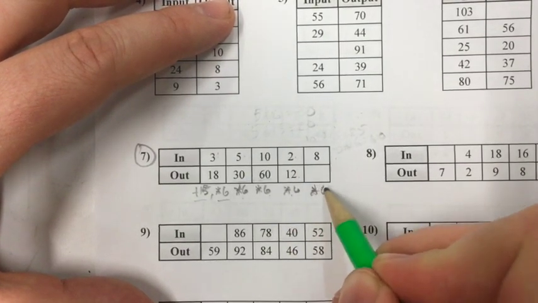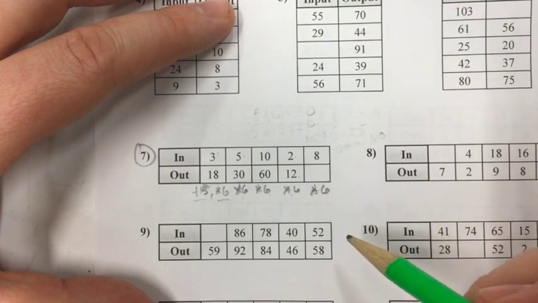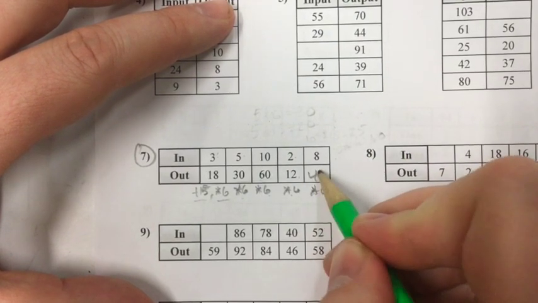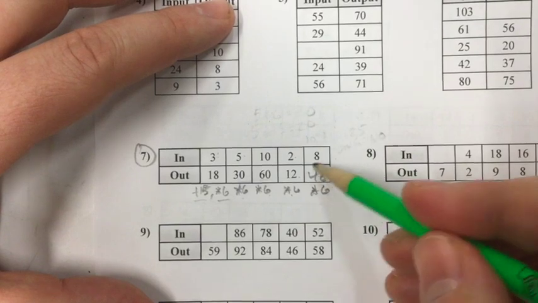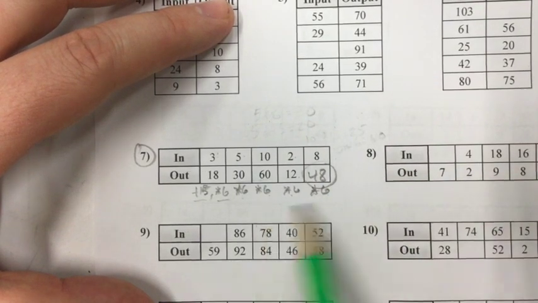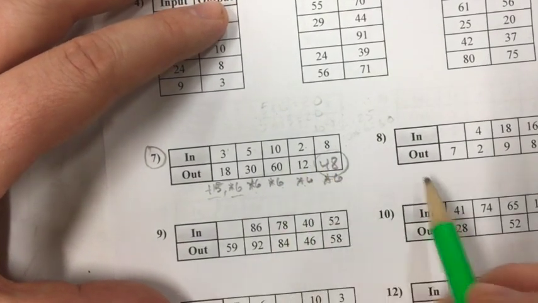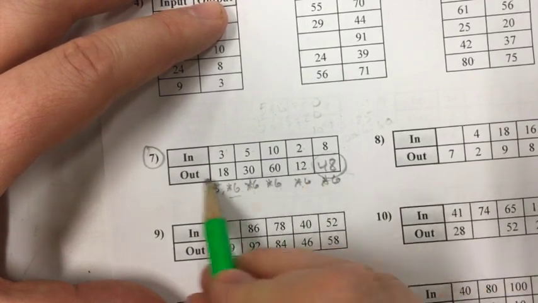So I'm going to do times 6 again. 8 times 6, well, that's what? 48. So my answer here is going to be 48. And now I need a rule for this. So my rule is really times 6, isn't it?